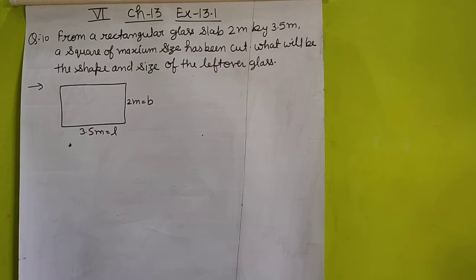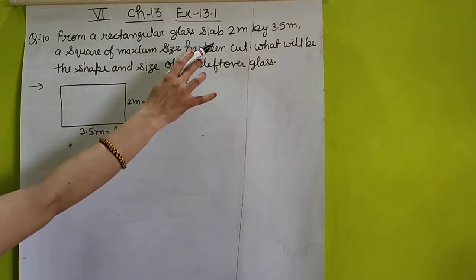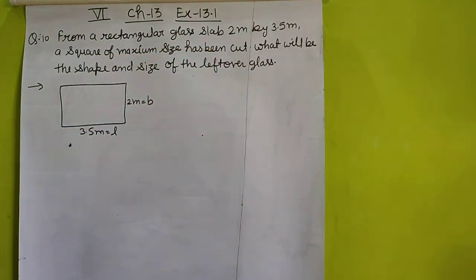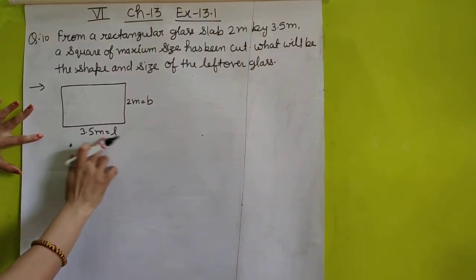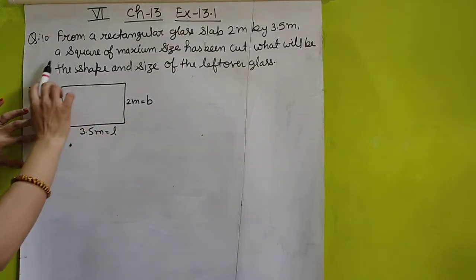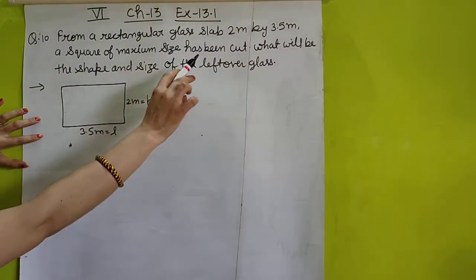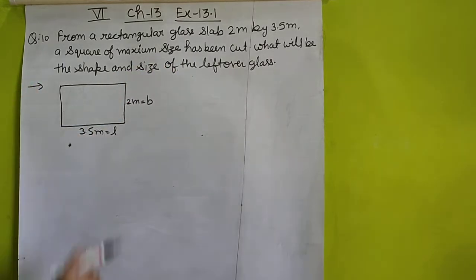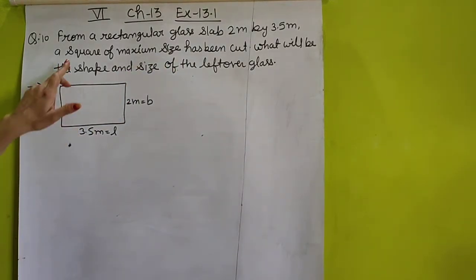Now students, question number 10. Students, this is a very interesting question. From a rectangular glass slab 2 meter by 3.5 meter, a square of maximum size has been cut. So this is a rectangular glass slab, which has length 3.5 meter and breadth 2 meter. From this glass slab, we are to cut a square of maximum size.